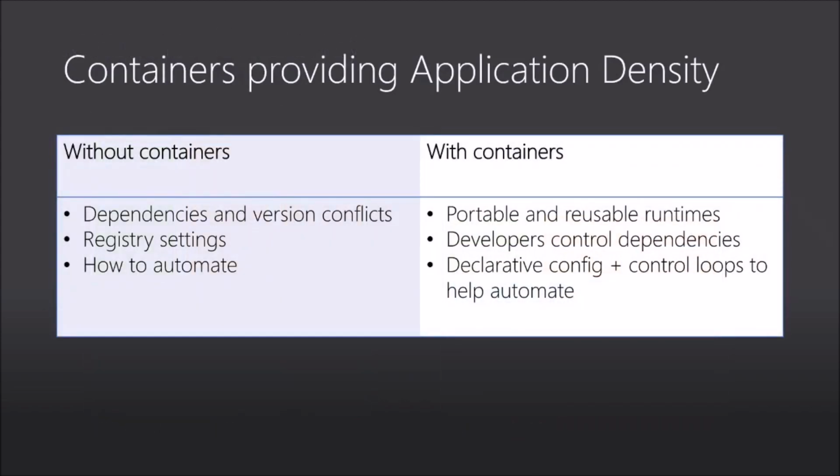So when we look at customers today, you'll see a situation where the customer would need to run multiple applications with different dependencies or versions while developing. You would need to deal with registry settings and automating scaling and configuration. But with containers, you can make your application portable and reusable because they're inside a container. Since it is an isolated container, developers can control the dependencies and versions of the application more easily in the same environment. Also, using declarative config and control loop, you can automate the application more easily with Kubernetes.